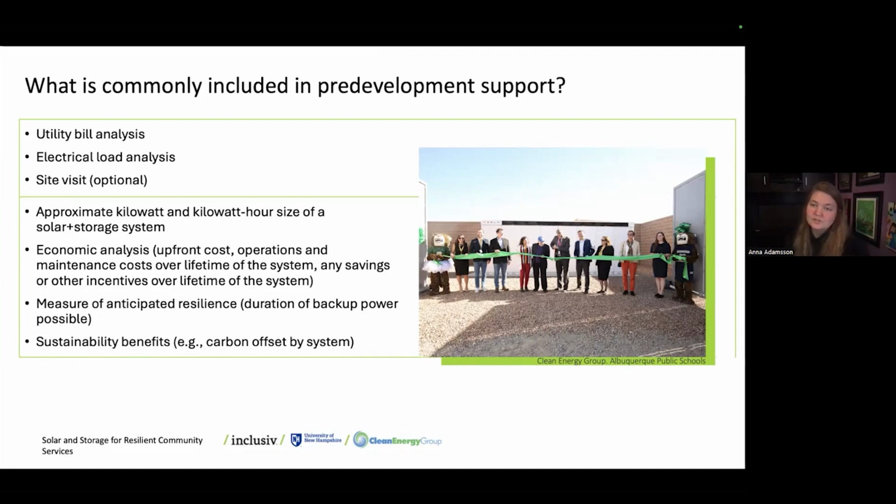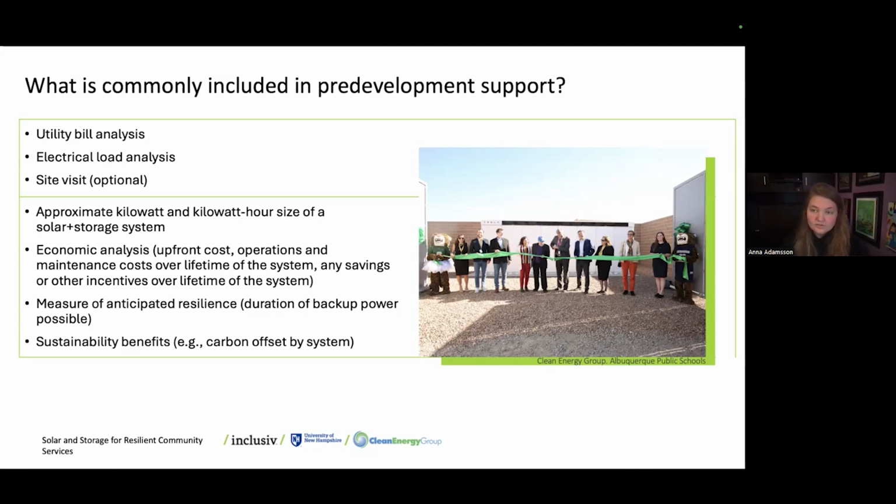And lastly, they will include any incentives that the system could be eligible for through utility programs or the federal investment tax credit. They will also include how much resilience you can expect from the system, or the hours of backup power that you can expect to receive after a power outage.